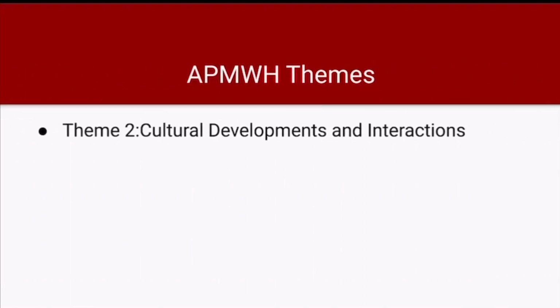AP Modern World History Themes. Theme 2, Cultural Developments and Interactions. This theme ties back to our topic because during this time period, people became more independent, therefore their way of living changed. Theme 3, Governance.